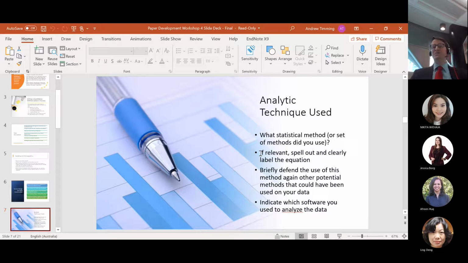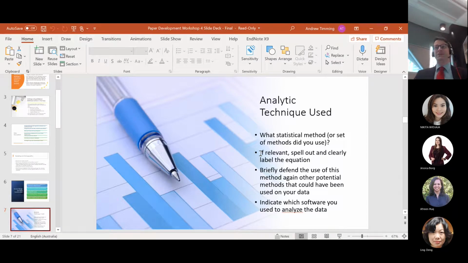And if you need to, and increasingly you do need to, you should briefly defend the use of whatever statistical method you've identified and employed against other methods that could have been used, right? So, there are certain methods where there's a choice between one or the other. You can use logistic regression, or you can use probit regression or fixed effects.